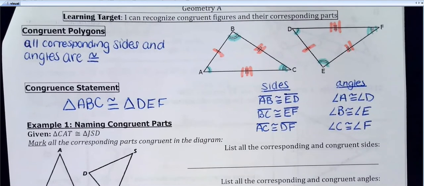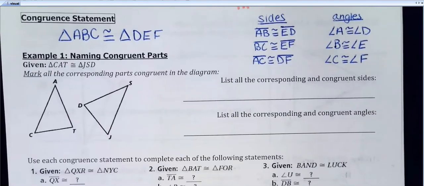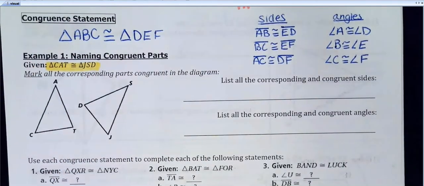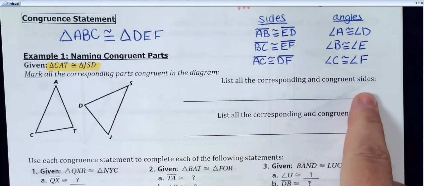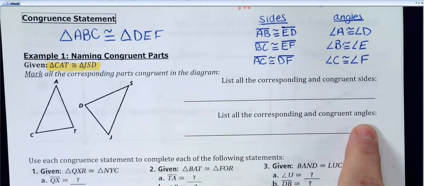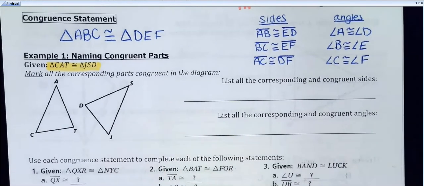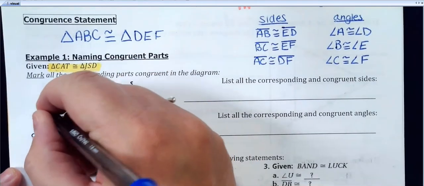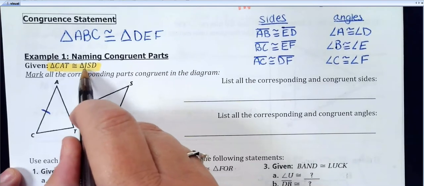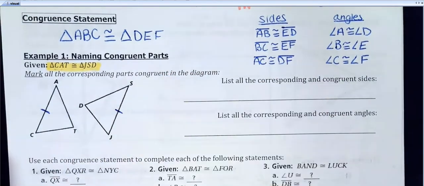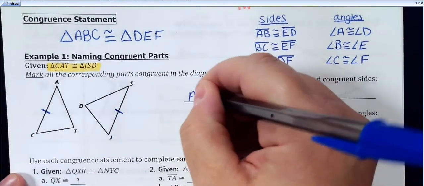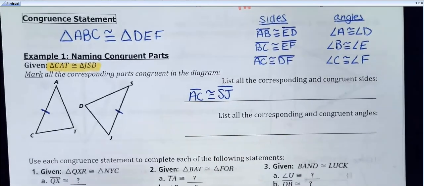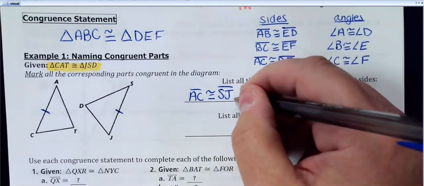Now, in example 1, I am given a congruent statement. It says triangle CAT is congruent to triangle JSD. List all the corresponding congruent sides and also corresponding congruent angles. These are not marked in the picture, so I'm going to have us practice doing that. If you look at the congruent statement, CA are the first two letters, and JS are the first two letters in the second triangle, meaning those two sides correspond to each other. So I'm going to say AC is congruent to SJ, or JS. When you're labeling a line segment, you can flip the letters and describe the same segment.